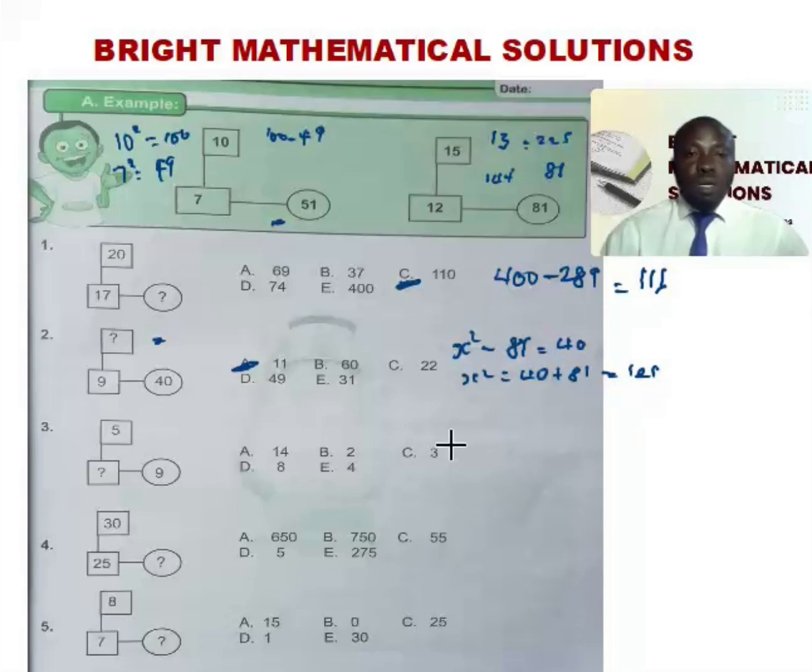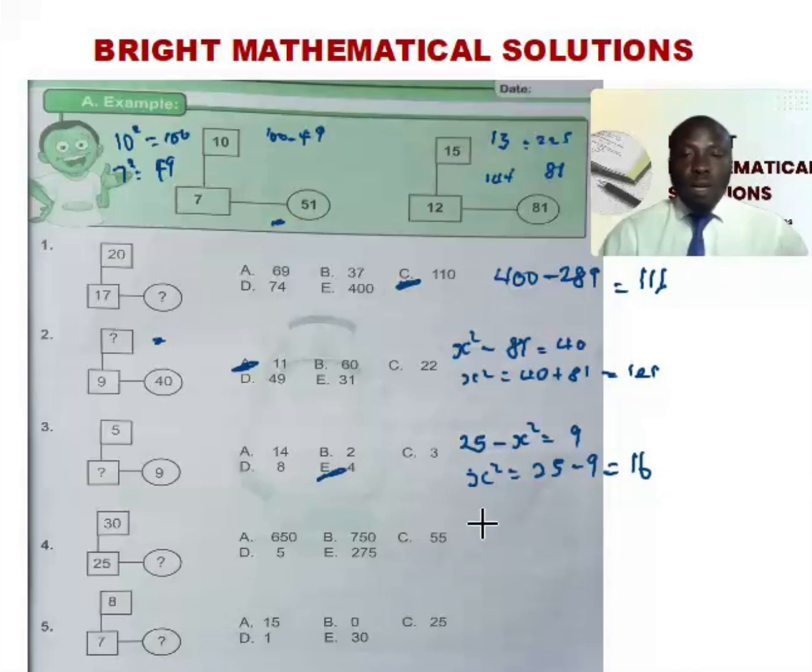So the next one, we have 5 squared, that is 25, minus our unknown, let us say x squared, equals 9. So if we rearrange, x squared equals 25 minus 9, which gives us 16. If we find the square root of 16, that gives us 4. So our answer here is 4, which is E.